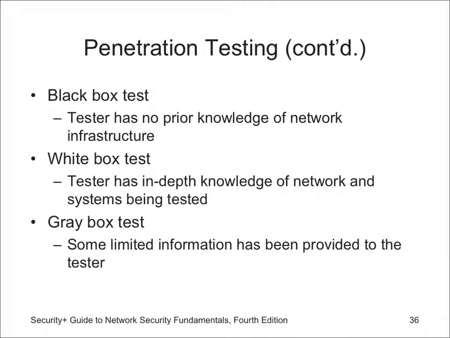That's the outcome anyway. So there's black box testing, where the tester has no prior knowledge of a network infrastructure. White box testing, where the tester has in-depth knowledge of the network and systems being used. Gray box testing is where some level of information has been provided to the tester. An example of black box testing is where emails are sent to company employees and they have no clue what's going on. They just think it's an email from whomever.